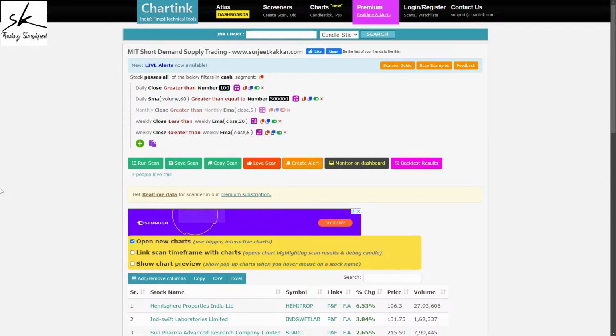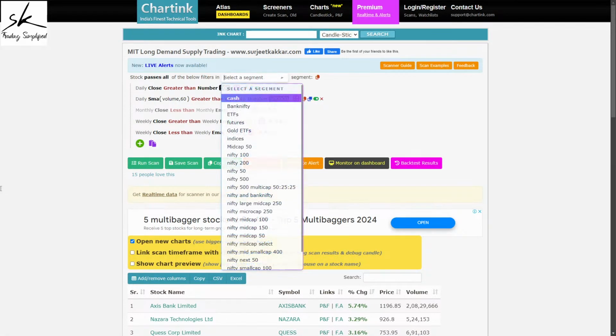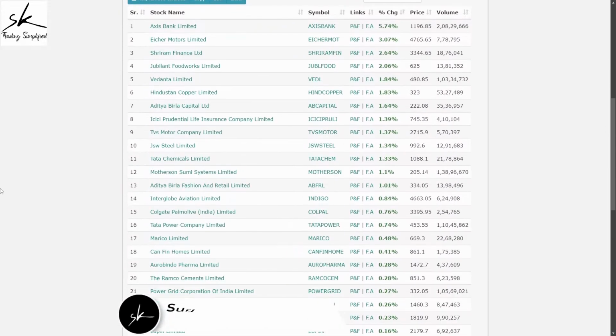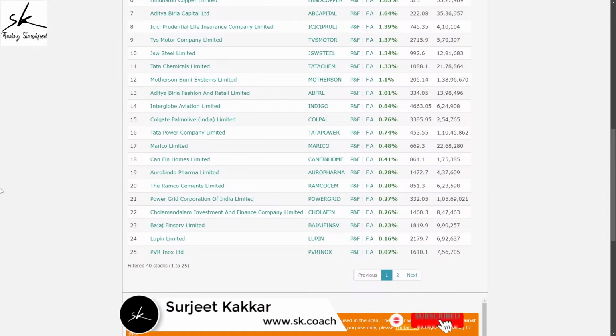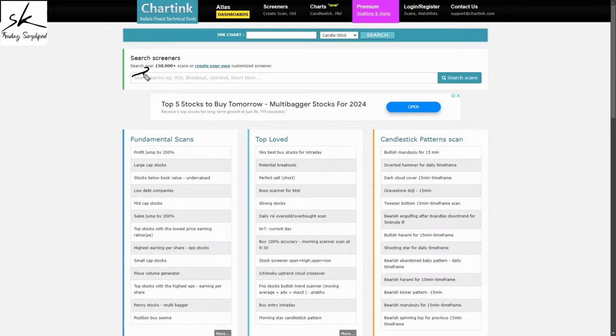But still, if you feel it's a big number and you want to filter it further, you can use different filters. For example, I can say I don't want the cash segment. Maybe I only want the symbols which get traded in futures, and now you can see from 110 I'm down to 40. So this is how you can use different scanners and different filters to make your list bigger or smaller. And if you go to the screener section on this website, you will see you have over 150,000 scanners available to you.